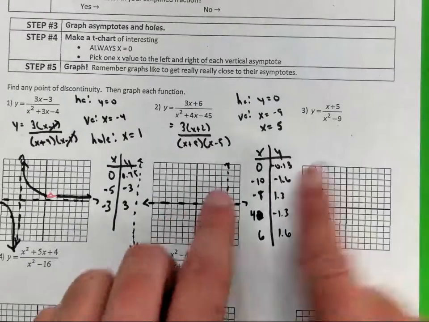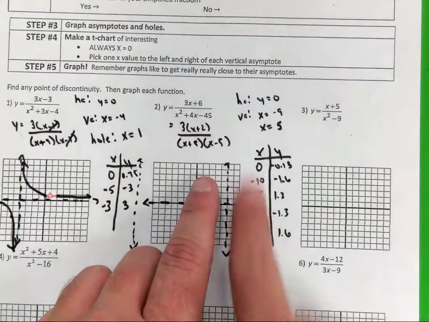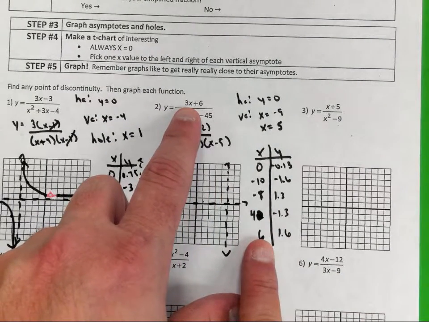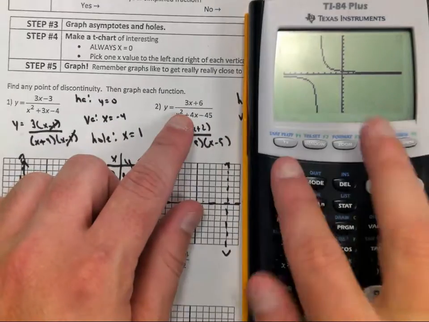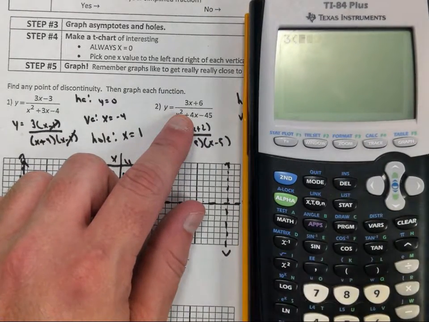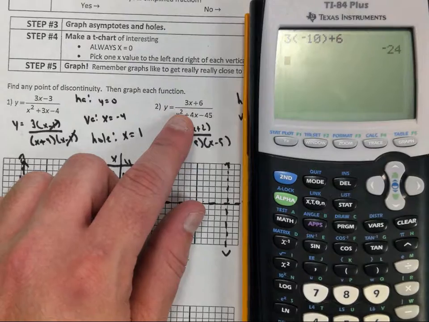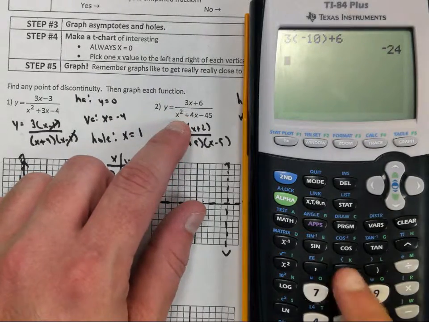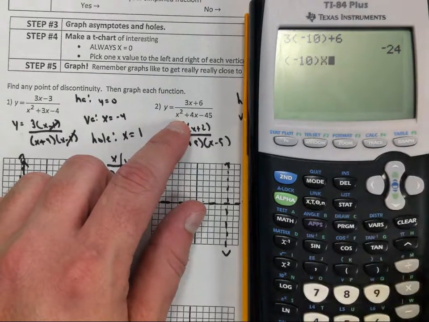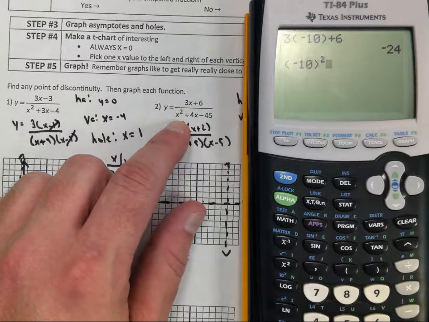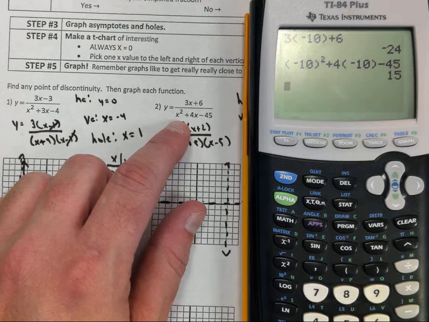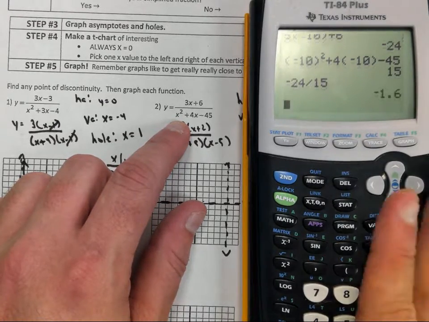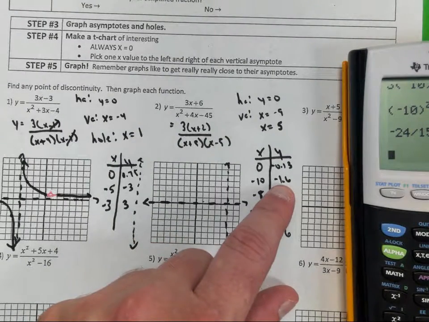Okay, look here. You're taking these x values and plugging them into this right here. So I'm going to do one for you, negative 10. Watch this. 3 times negative 10 plus 6. That's my numerator. Now plug it in the bottom. That's my denominator. So now I'm going to take negative 24 divided by 15, negative 1.6. That's how I got that.